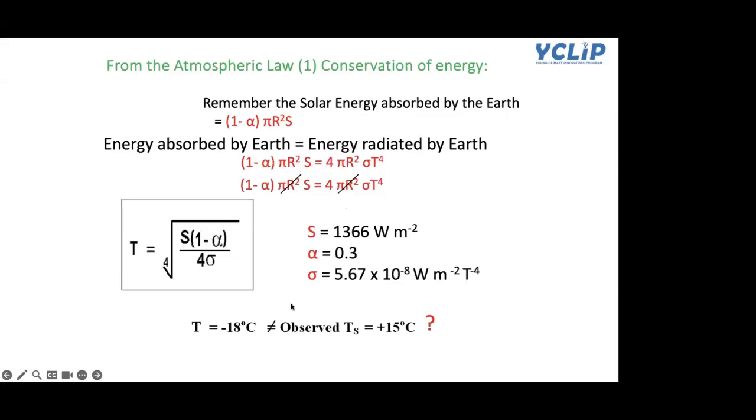But the average observed temperature, the average temperature of the earth that is measured, is actually about 15 degrees Celsius. So why is it that we use the laws as much as possible, but we are not getting what is measured? We calculate to get negative 18 degrees Celsius, but then what is measured is positive 15 degrees Celsius.